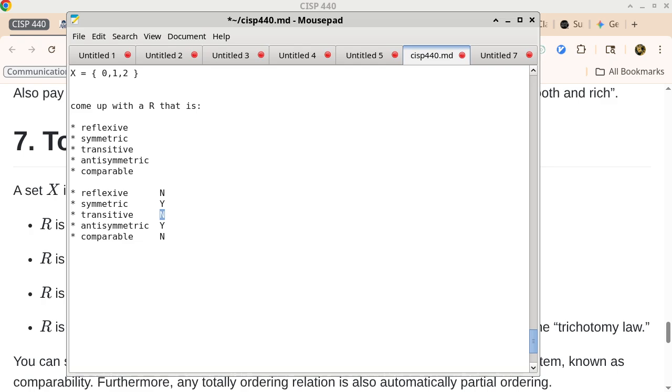So what if I put a yes over here? Is that an easy one or is it a hard one? Or is it not possible? Yep, just the empty set. This is exactly what you get when the relation is empty. Because if the relation is empty, reflexive is automatically a no, comparable is automatically a no. Okay, but what about symmetric, transitive, and anti-symmetry? It is automatically symmetric because there are no elements in R.